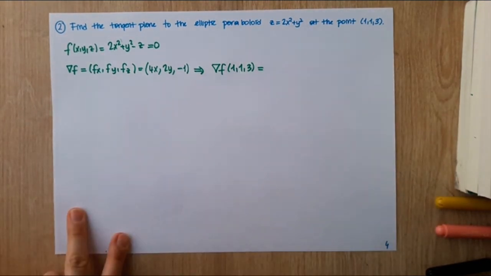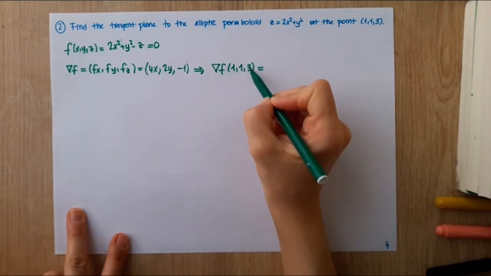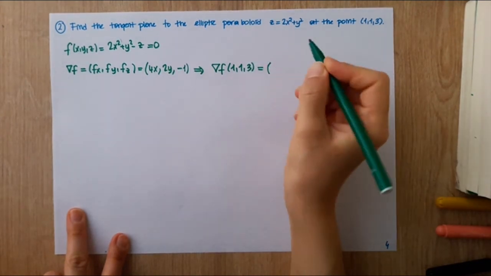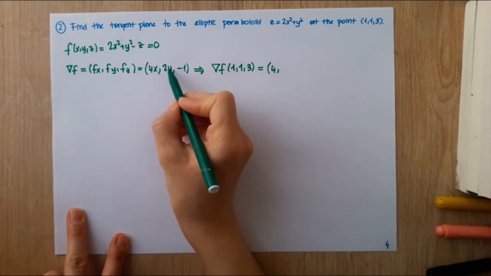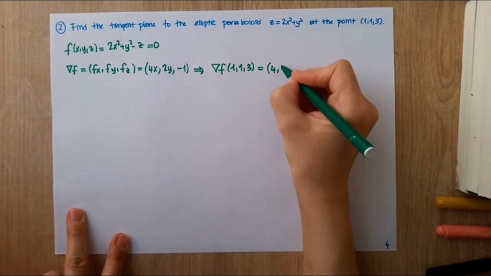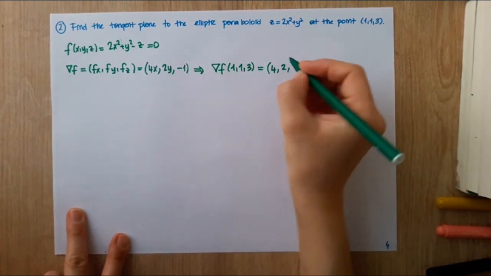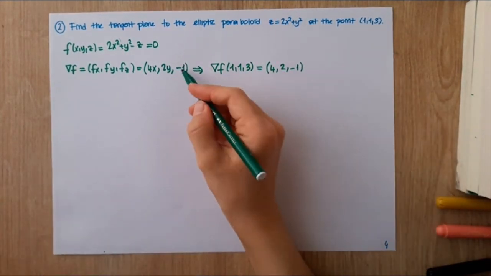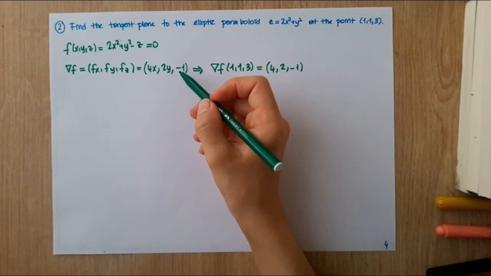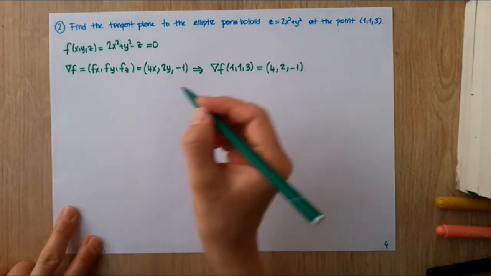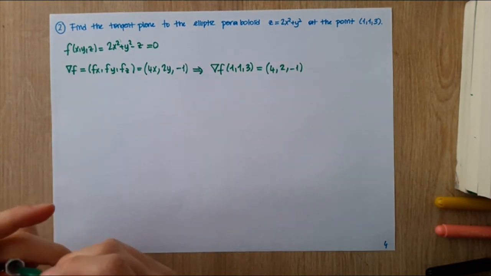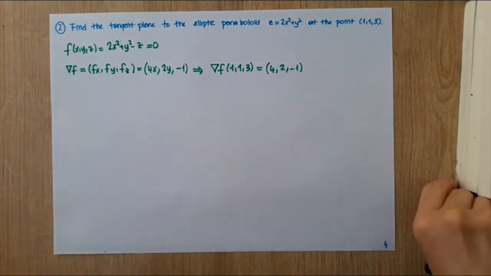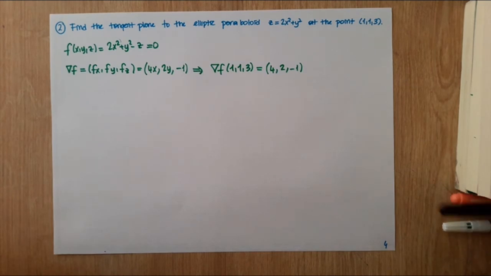X is 1, y is 1, and z is 3 here. I will substitute 1 here, so I have 4. I will substitute 1 again because y is 1. We have 2. And there is no z here, so I will directly write minus 1. There is no independent variable. So this is the gradient vector. Okay, now it's time to calculate the equation of the tangent plane.